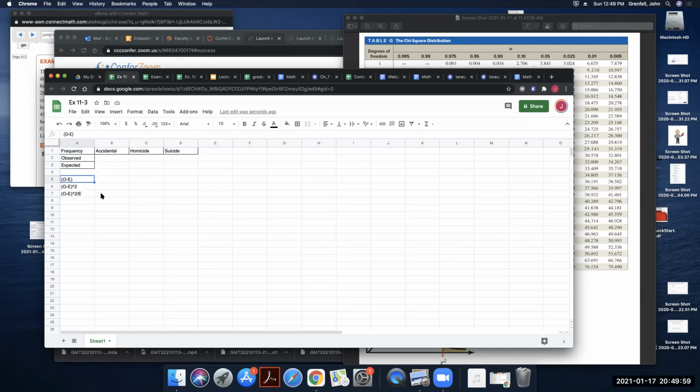And then here are the 3 steps that I described. We're going to do O minus E, and then square that, and then divide by the expected value that's going to be found in this row here.